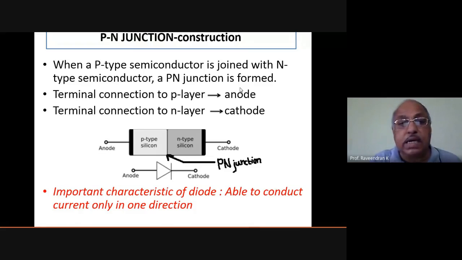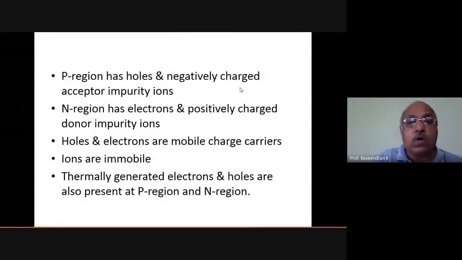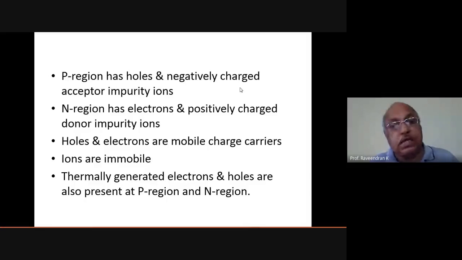That is a unidirectional device. The P region has holes and negatively charged acceptor impurity ions. The N region has a large abundance of electrons available and positively charged donor impurity ions. The P region has a large number of holes available and negatively charged acceptor impurity ions. And the holes and electrons are mobile charge carriers in the case of this particular device.